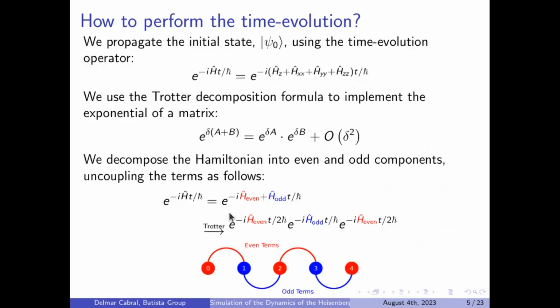So how is the time evolution performed? We take the Hamiltonian corresponding to the Heisenberg model, and we take the complex exponential of it multiplied by a time interval t. We implement this exponential of a matrix using the Trotter decomposition, and we decompose the terms in the Hamiltonian into even and odd components, where even designates even sites and odd designates odd sites. And this allows us to split this operator into different terms and apply them iteratively to our initial state that we define at the beginning of the simulation.